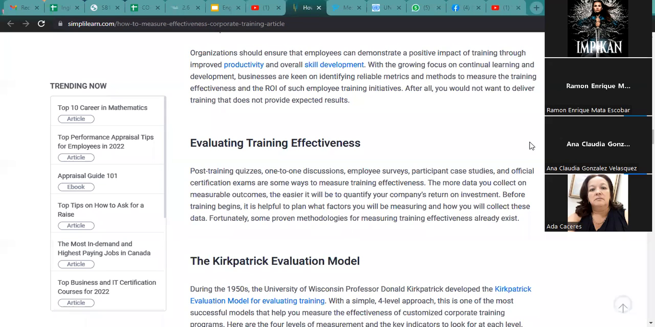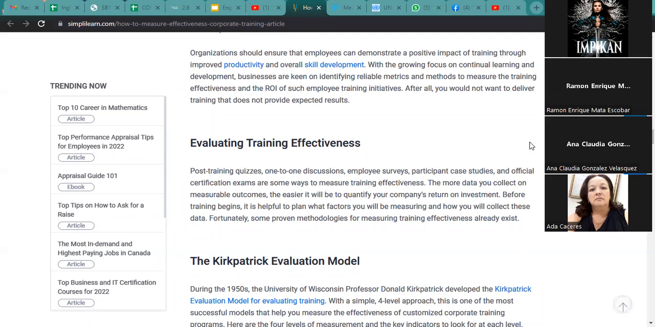Okay, perfect. So there are many ways for us to evaluate the effectiveness of training. Post-training quizzes, tests at the end of the trainings, are a very good way to evaluate that. One-to-one discussions: you can sit down with people and discuss if that was good. What did you like? What can we improve? Surveys, case studies, as we discussed with Yvonne, also very important. Certifications, oh my God, those are the best, because you are going to receive a diploma and you are going to be certified. Of course, that is sometimes not like a test, right? So you need to prove something.